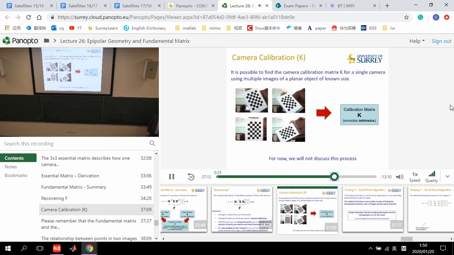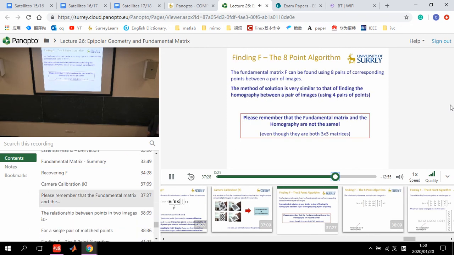So as a sneak preview, there's a process by which you can figure out the K, the intrinsics for a camera, by showing it checkerboard patterns and solving a system. Anyway, let's talk about this process of weak camera calibration and how we can estimate an F, as my program did, from just 8 pairs of corresponding points.